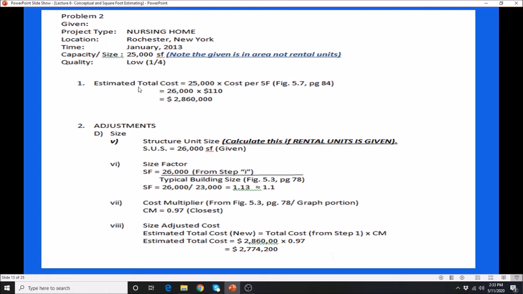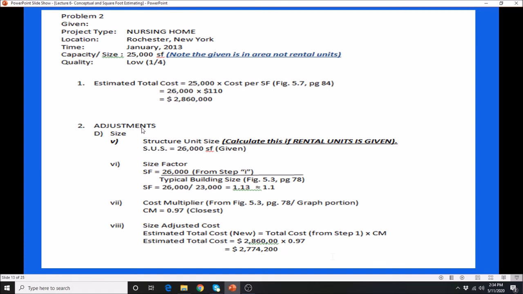So the first step is to determine the estimated cost, and that is 25,000, which is given, multiplied by the cost per square foot. Again, that is in page 84, 5.7, low quality, and the cost for that is 110. So again, we have three columns. One that corresponds to the low quality, that's a 1/4, median, that's 50%, and a 3/4, that is the high quality. So I want you to pay attention to those, and you should get the right numbers in those columns. So that is the estimated cost, and that is about 2.86 million.